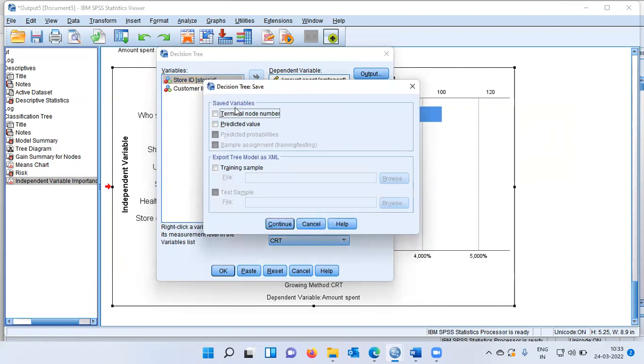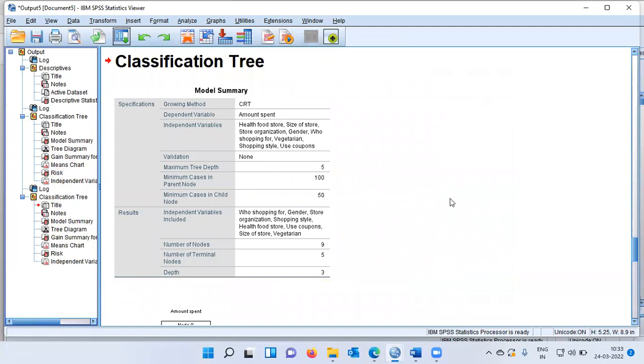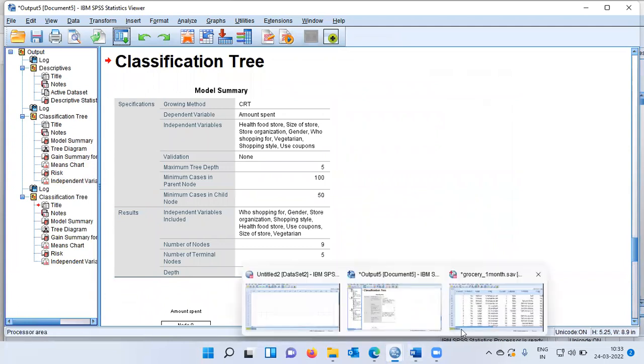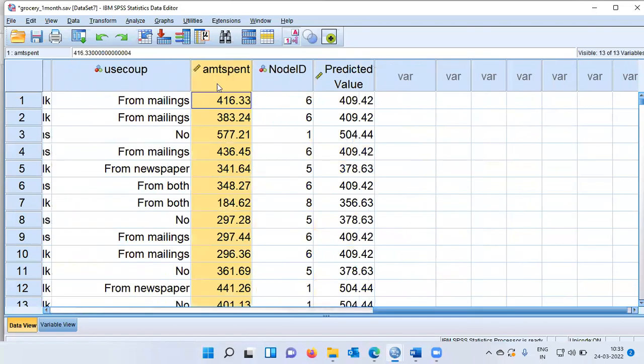It is asking me to save variables. I can choose to save the terminal node number as well as the predicted amount, and then click on continue and say okay. The CART model will be run once again. But what is interesting here is when I look at the data set and scroll to the extreme right side, this is the original amount of money spent. You can see here the CART model has generated 2 additional columns. You can see here the first customer belongs to node number 6. The predicted amount spent is $409.